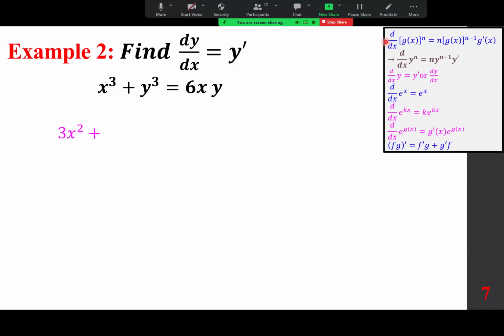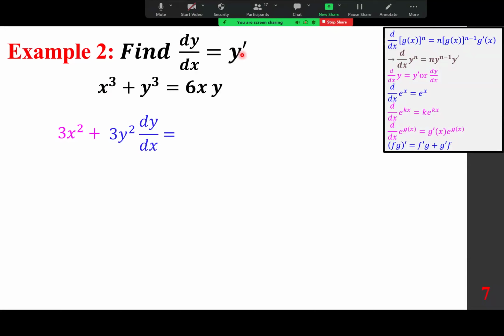Y cubed: the extended power rule, the derivative of g of x to the power of n is n, g of x to the power of n minus 1, g prime of x. Therefore, the derivative of y to the power of n is n, y to the power of n minus 1, y prime, which gives us 3y squared dy/dx. Again, whether you use dy/dx or y prime makes no difference.